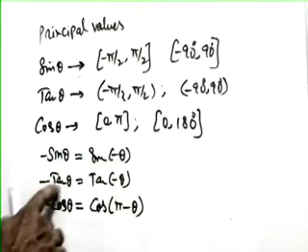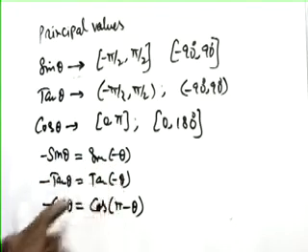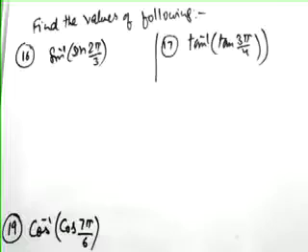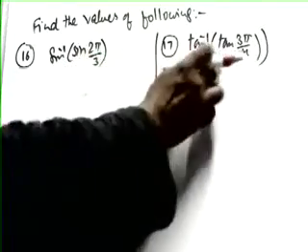Revise this one, minus sin theta is nothing but we can write sine of minus theta. Minus tan theta we can write as tan of minus theta. But minus cos theta is cos pi minus theta. So we must remember this one. Learn it by heart and practice writing the principal values of all of these. Let me do questions based on this. Now let me start these questions.